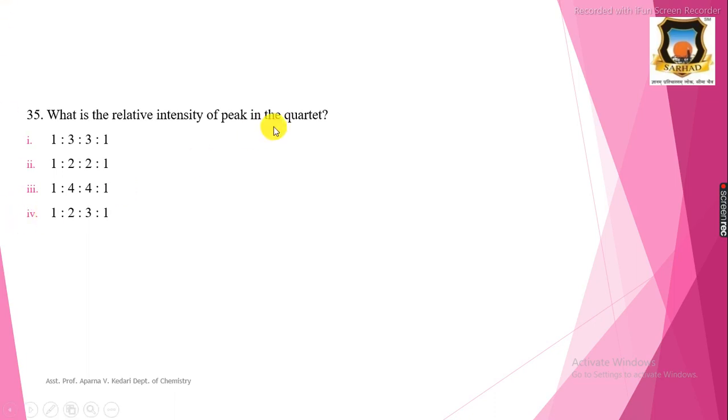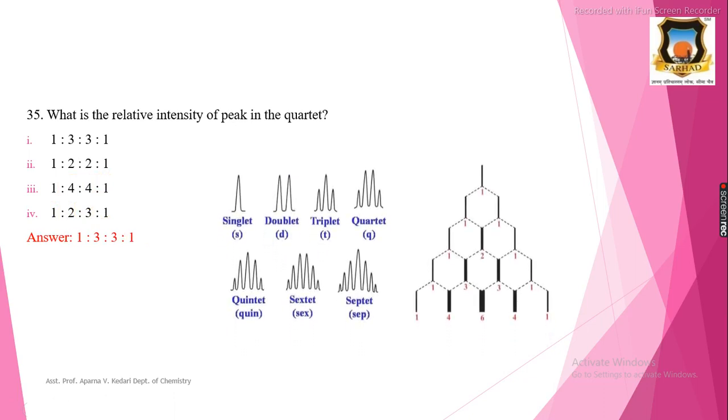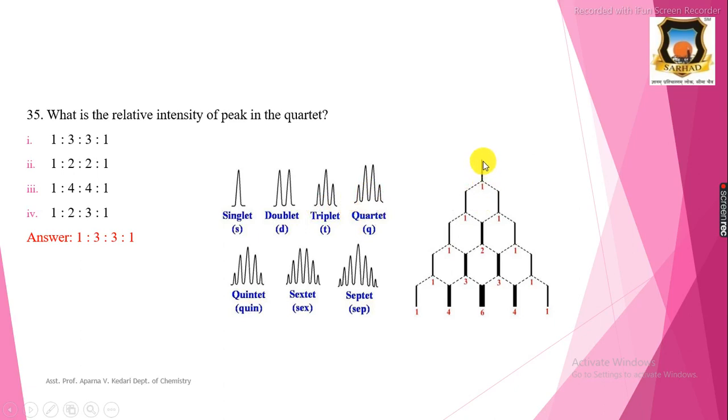Then, what is the relative intensity of peaks in the quartet in PMR spectroscopy? 1:3:3:1, or 1:2:2:1, 1:4:4:1, or 1:2:3:1. The correct answer is 1:3:3:1. When there is one neighboring proton, it gives a doublet, that is 1:1 intensity; when 2, a triplet, 1:2:1 intensity; and a quartet, that is 1:3:3:1. Therefore, the correct answer is 1:3:3:1.